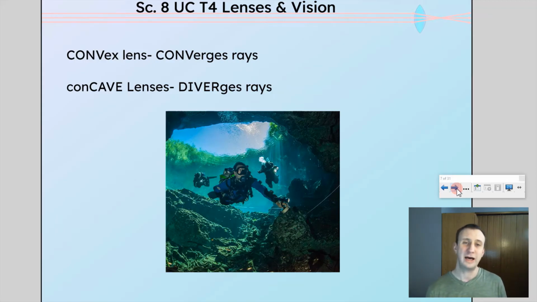So how do we remember what both types of lenses do? Well, we remember because of the conv for convex lens converges rays, so brings them together. Well, concave lenses diverge rays. So I like saying cave diver for that, right? And that helps me remember what's going on. So concave lenses diverge rays, spread them apart, cave diver.